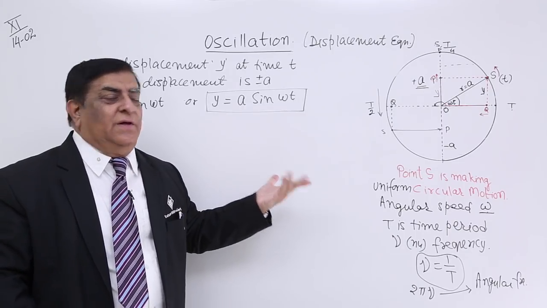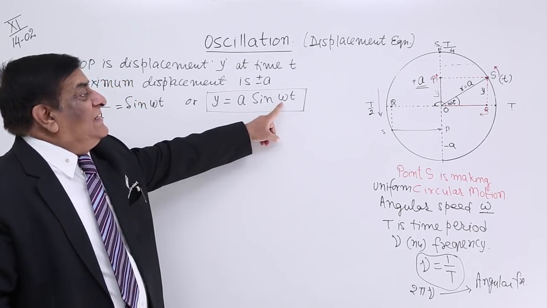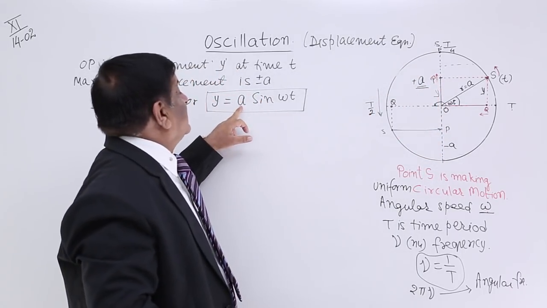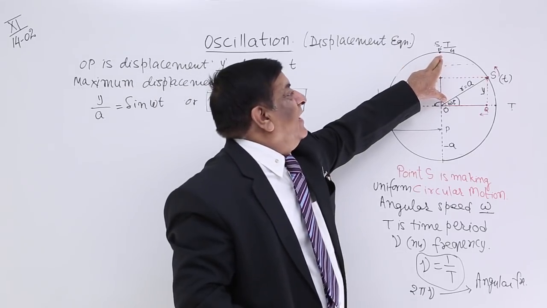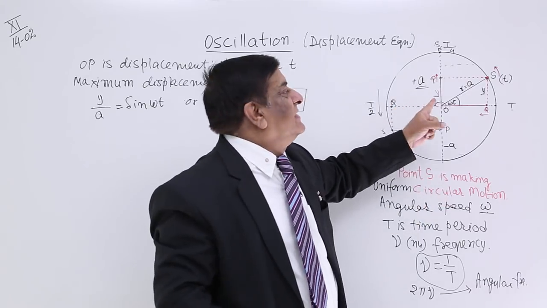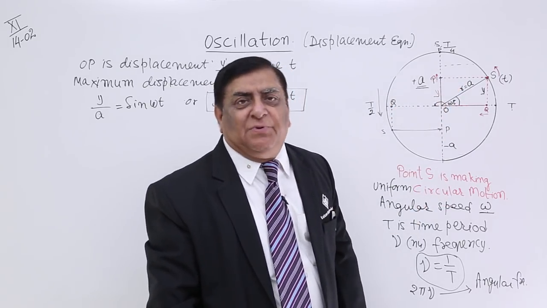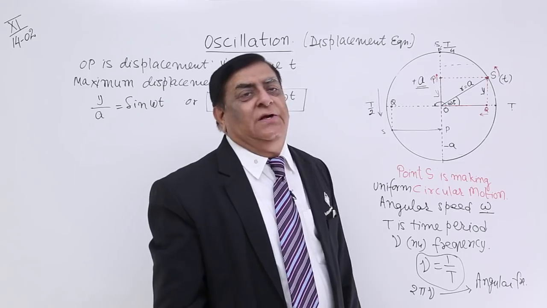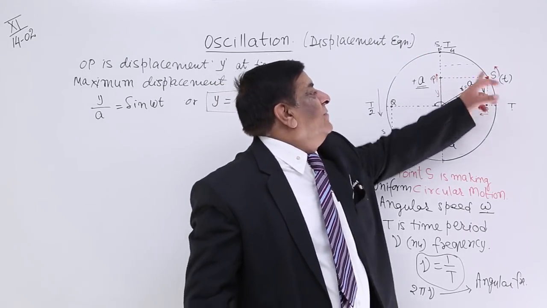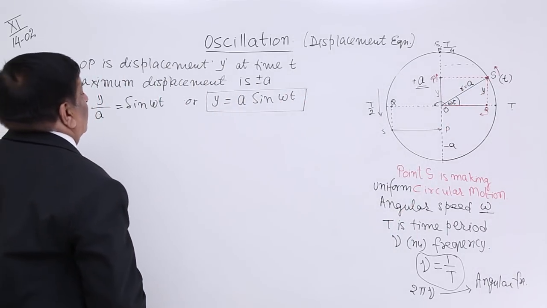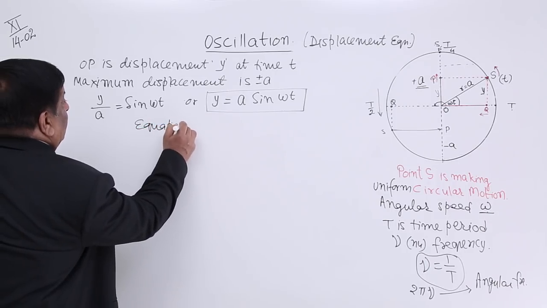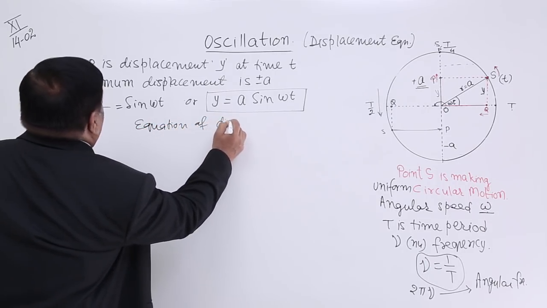That's all. Now, omega is a constant because its value is the same everywhere. A is a constant because it's the maximum value, equal to the radius. The radius does not change, it has the same value. Amplitude is the maximum value, so that is also a constant. What is changing? This y is changing. That is the displacement when the time is t. So this is the equation of displacement.